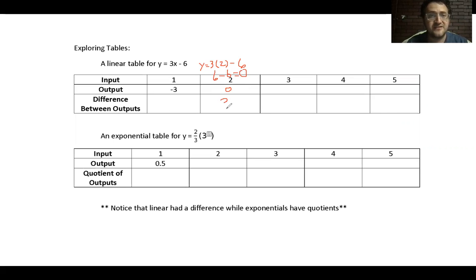And we can actually see that the difference between the outputs is constantly the same. So if I were to do the same plugging in over and over again, I would see that the function goes up by 3 every time. So note that the slopes are the same.